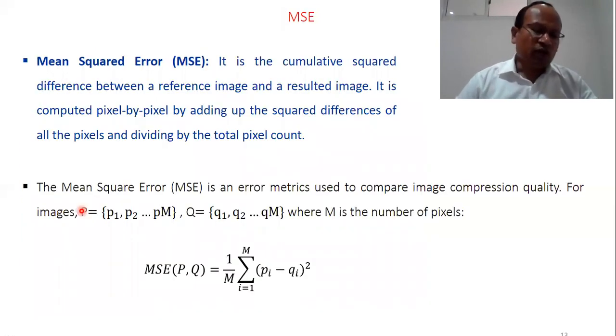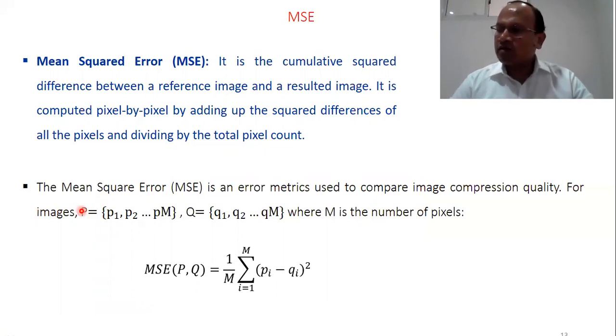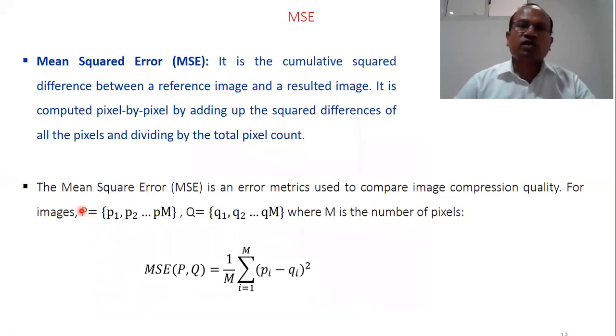After this, when we enhance some images, it's very important to understand how much enhancement has taken place. So in order to measure the performance of an image enhancement method, there are some metrics which are very important. One of those metrics is MSE, that is mean square error, which is a cumulative square distance between the reference image and the resulting image. It is computed pixel by pixel by adding up the square distances.